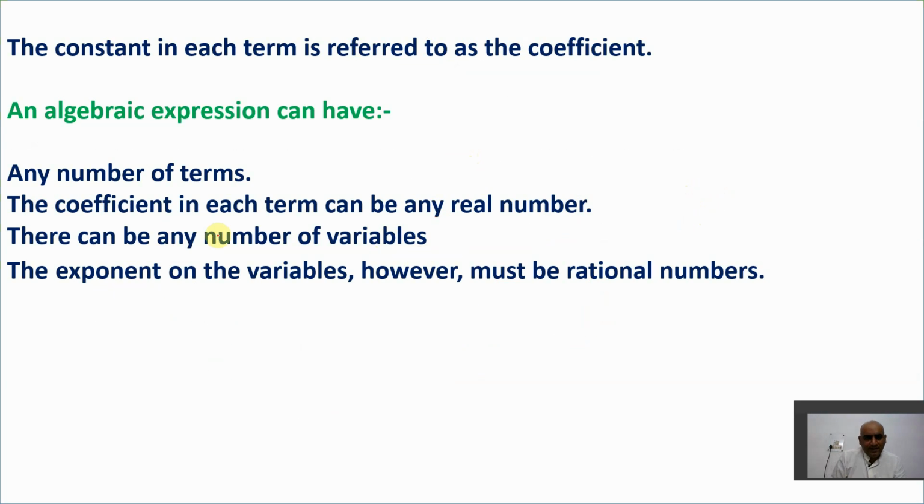This I have already explained. The constant in each term is referred to as coefficient. Means, let's say if this is a x, so this is called coefficient of x, and this coefficient is also known as constant, right? Because this number cannot be changed, whereas the x is what? It is a variable.